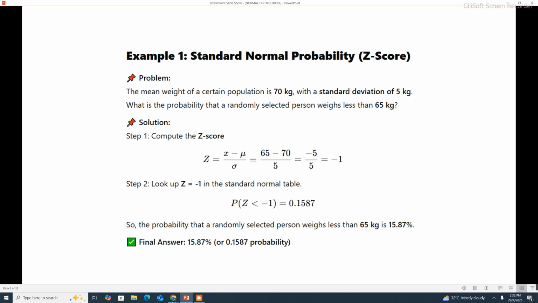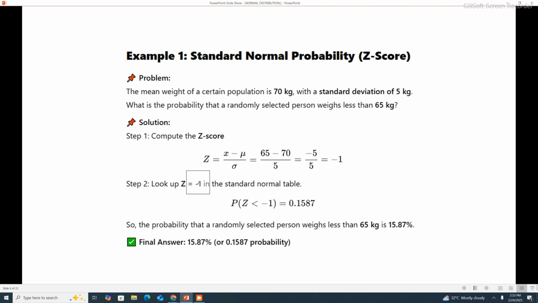Now, what's the probability of selecting a random person whose weight is less than this? So look at it now. This is the sample from the population. That's what we call X. So to compute your Z, you say Z is equal to X, which is the sample that you're observing now, minus the mean, all over the standard deviation. So look at it now. When we did this, the Z value was -1.